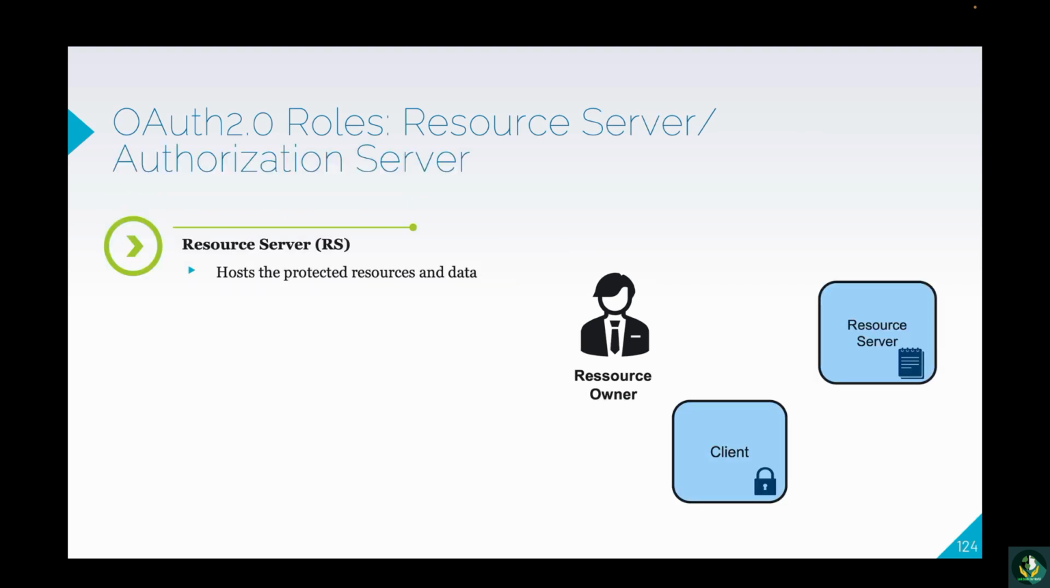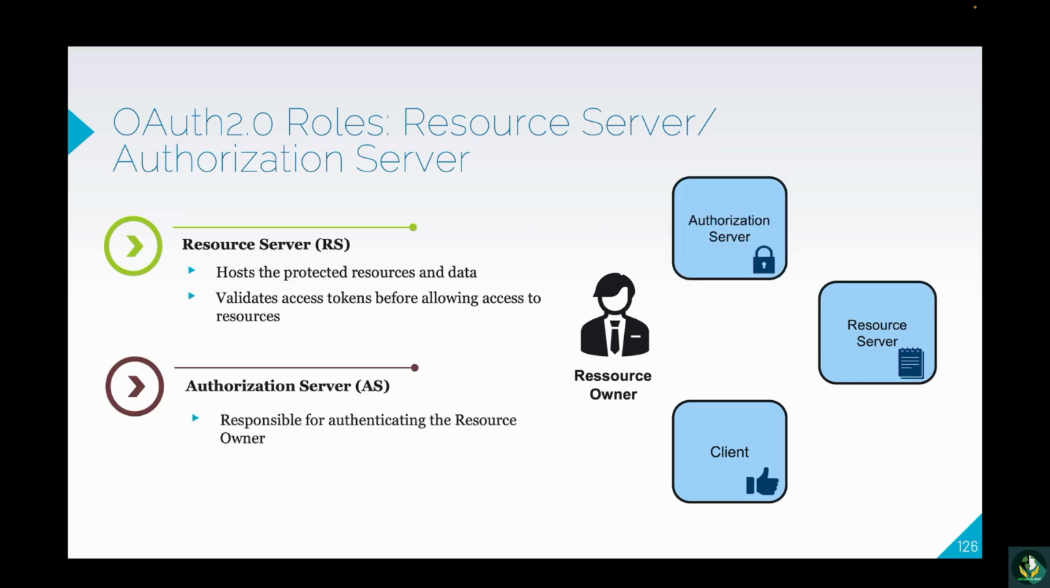Resource server. The resource server hosts the protected resources and data that the client wants to access. Its primary role is to validate the access tokens that the client presents before allowing access to the resources. If the token is valid, the resource server grants access to the requested data or performs the requested actions.